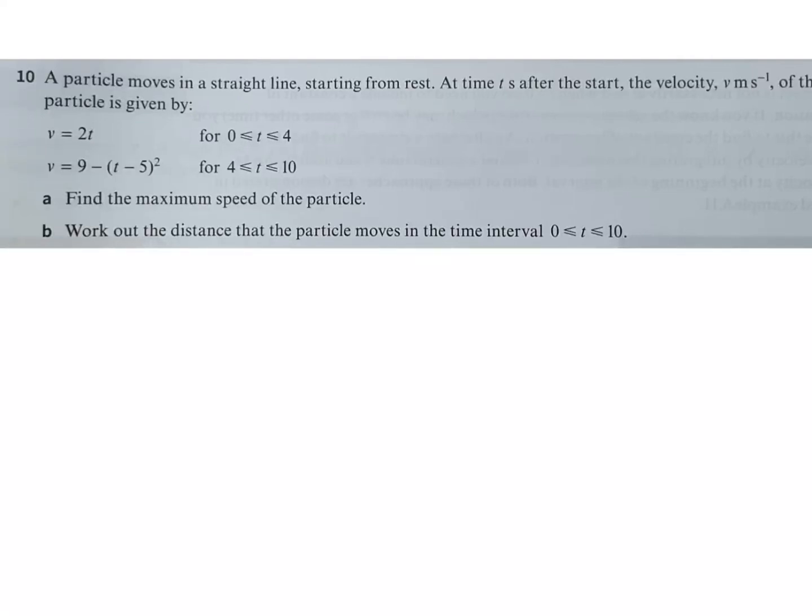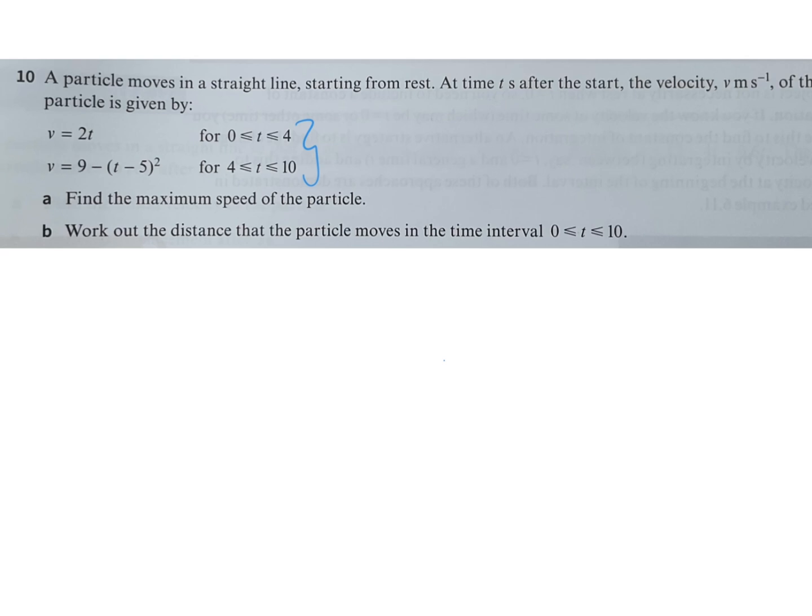In this question, we have a particle moving in a straight line, and we're given the velocity of the particle between 0 and 10 seconds, and this is split into two different functions. Now, part A requires us to find out the maximum speed of the particle. So what we're going to do is have a look at each section separately and decide which one will be the maximum speed.